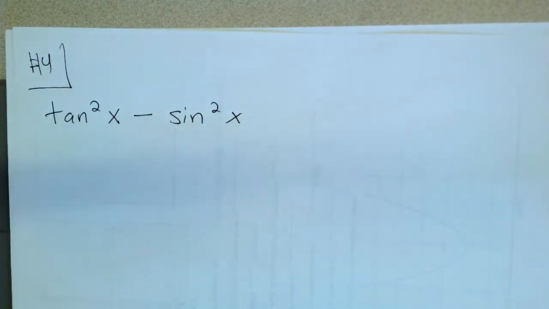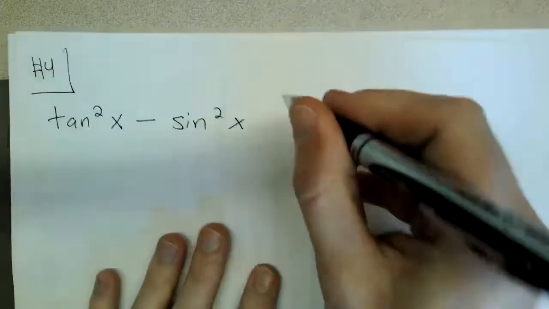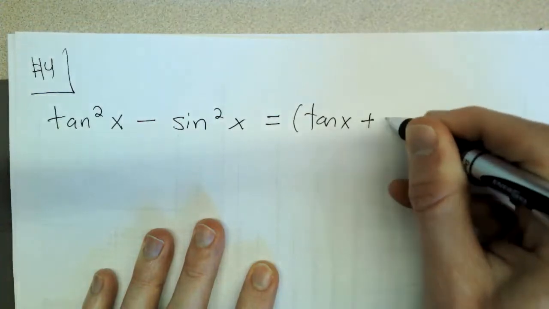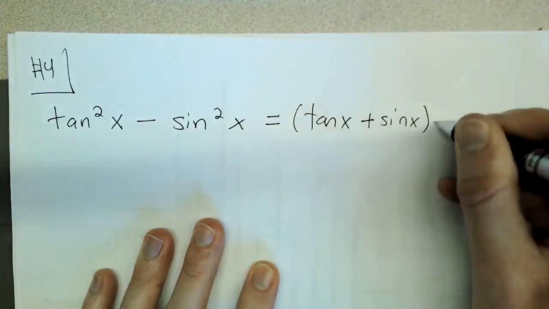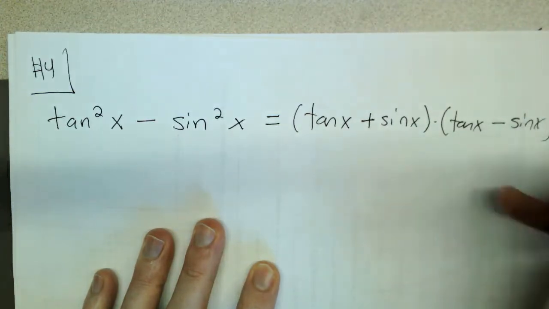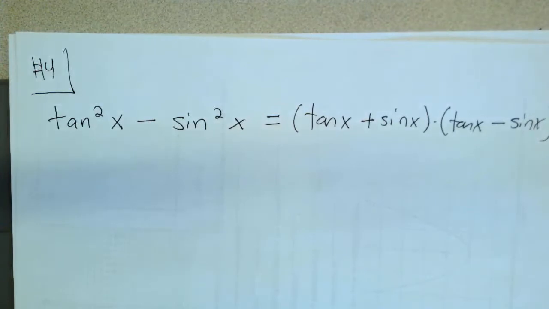Yeah, well, you could factor that. Do you guys see that you could factor it? Because it's a difference of 2 squares. It's one thing squared minus another. You could say, oh, you know what? I'm so smart. That's tangent x plus sine x times tangent x minus sine x. Like you could factor that as a difference of 2 squares, but like, what good is this?